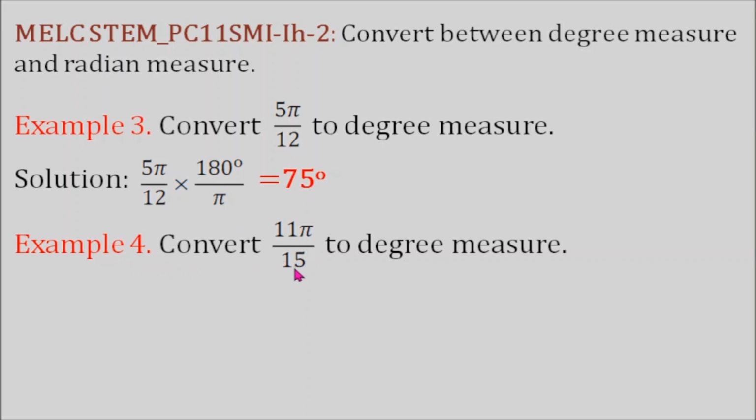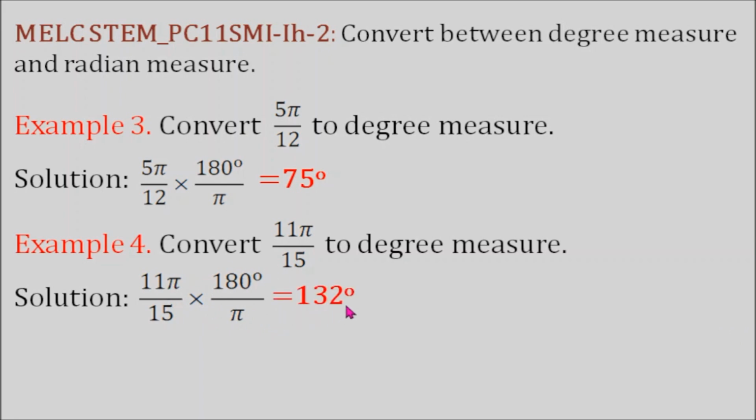Example number 4. Convert 11 pi over 15 to degree measure. Again, we will just multiply this radian measure by 180 degrees over pi. So pi cancels out, and if we simplify this, this will give us 132 degrees.